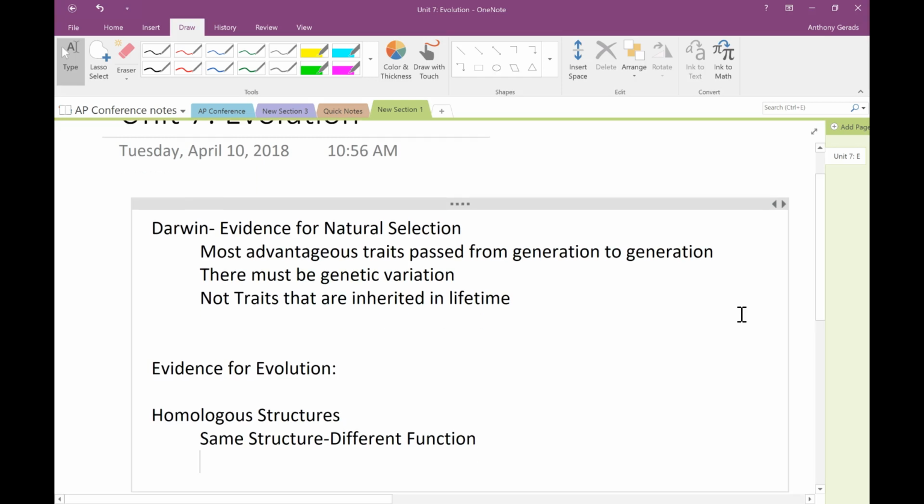An example of that being a bat wing or a human arm or a cat's leg or a whale fin. Any clue why these are homologous? Cats have 4 of them.